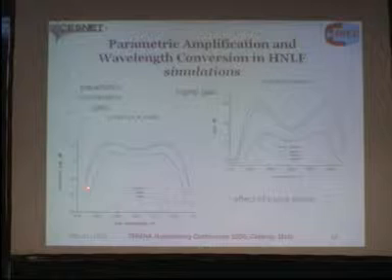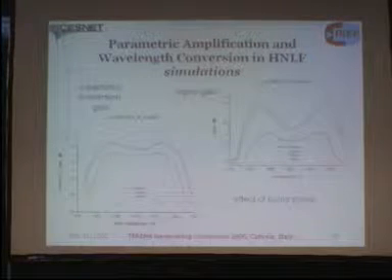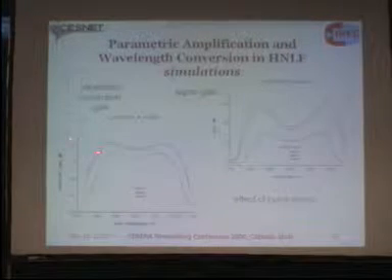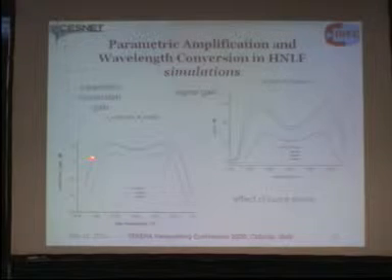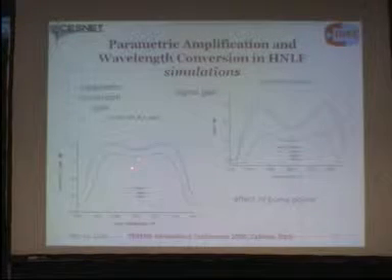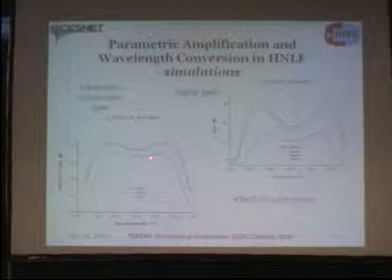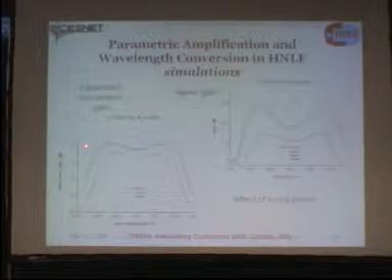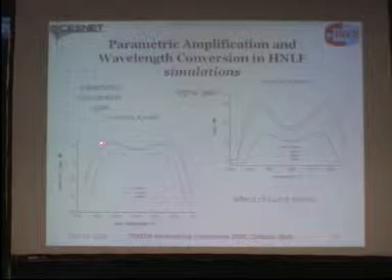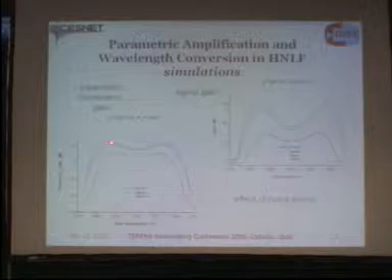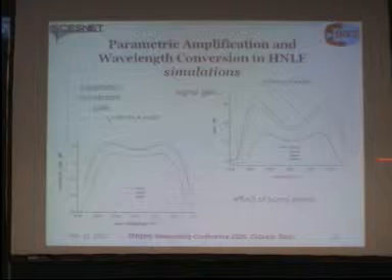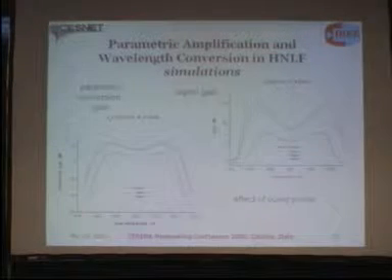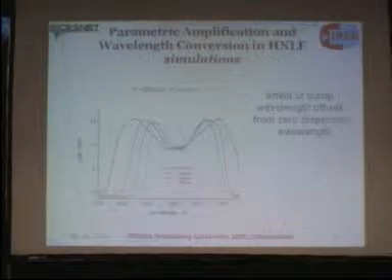And here is the conversion gain of the idler. If you define the idler conversion gain as the ratio of the idler power with respect to the signal power at the input of the amplifier, you can see that you can obtain even on the idler side a gain of about 10 dB. So even the idlers are amplified with respect to signals.